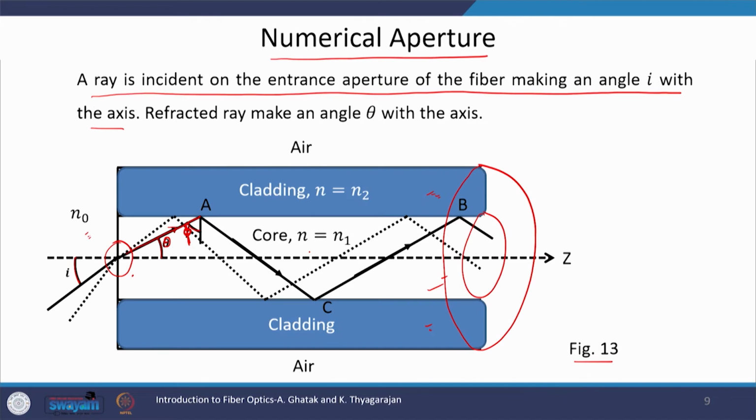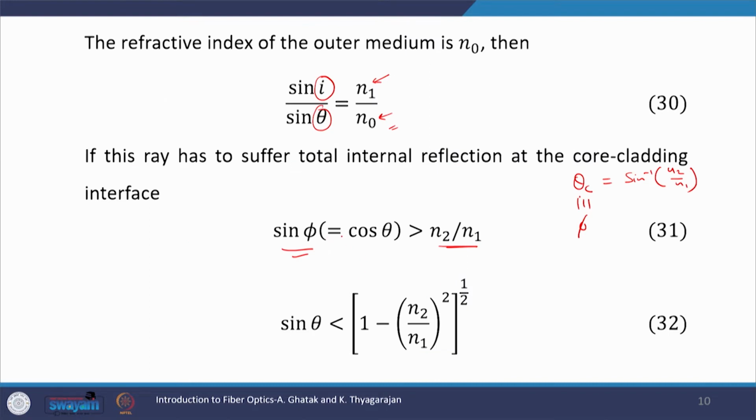But we know that, as you can see in this triangle, sine phi is equal to cos theta. Therefore, we can instead write that sine theta must be less than the square root of 1 minus (n2 by n1) whole square, because cos theta is equal to the square root of 1 minus sine square theta, and from there we can calculate the expression of sine theta. Here what we did is, instead of cos theta we wrote the square root of 1 minus sine square theta, and from here we calculated the expression of sine theta. Now, as long as sine theta is less than this right hand term, we will get total internal reflection.